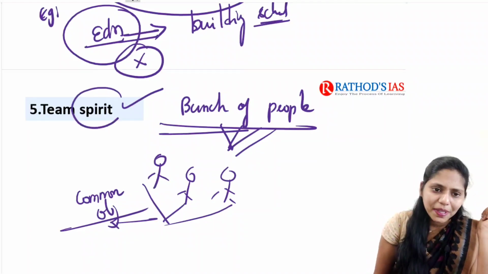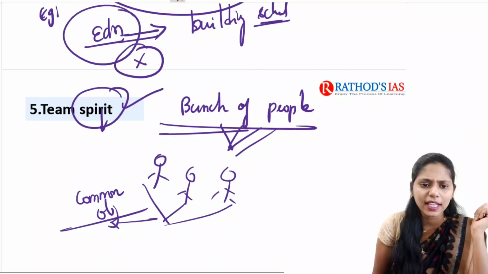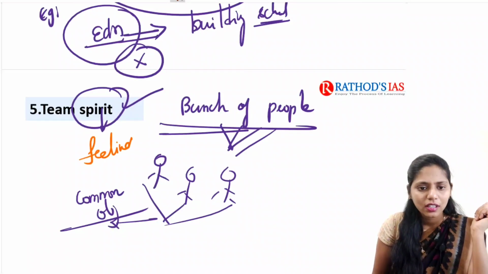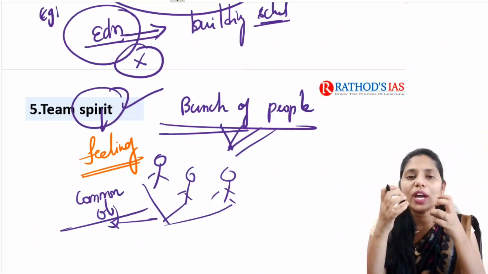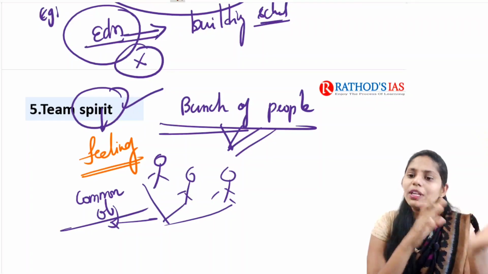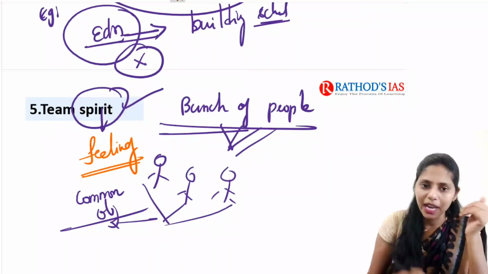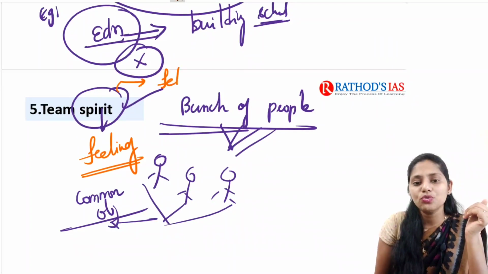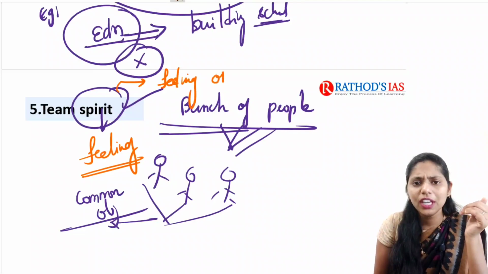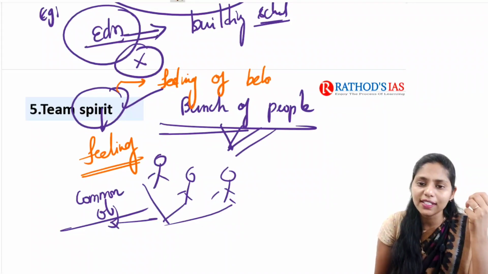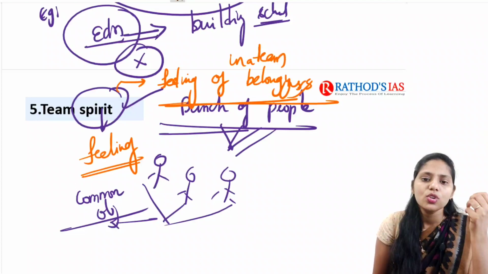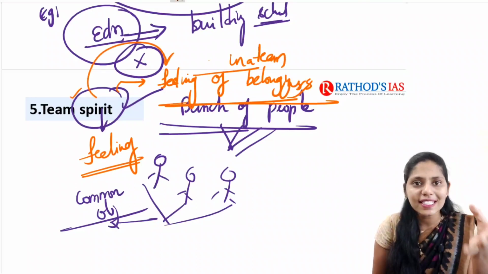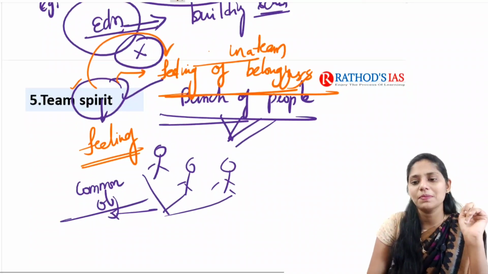So what is the meaning of spirit? Spirit means, in short, feeling. Team means a bunch of people working together to achieve their common objective. So team spirit is nothing but, I can say, a feeling. Feeling of what? Feeling of belongingness in a team. So team spirit is the feeling of belongingness in a team. This is the definition of team spirit.